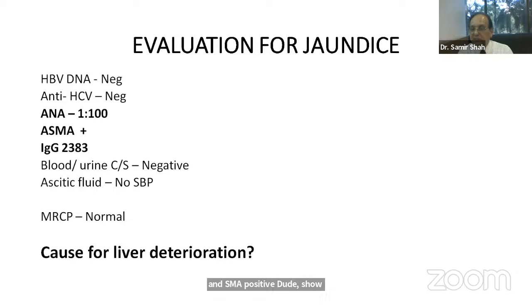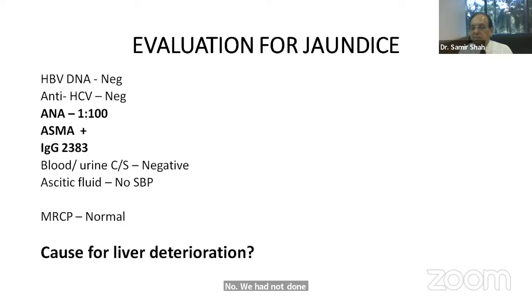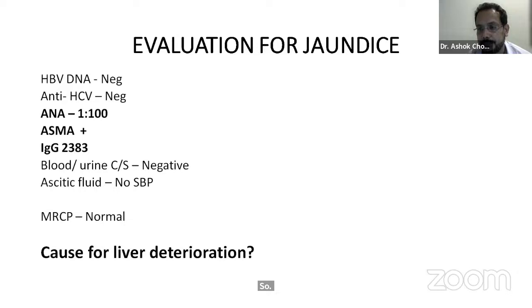Sorry to interrupt. Is this ANA ASMA positive before, or no? When you were diagnosed for the cirrhosis workup, we had not done the ANA ASMA because fatty liver disease was the etiology. So at baseline that was not done. We did it later. So it's new onset. Yeah, it's a new onset.